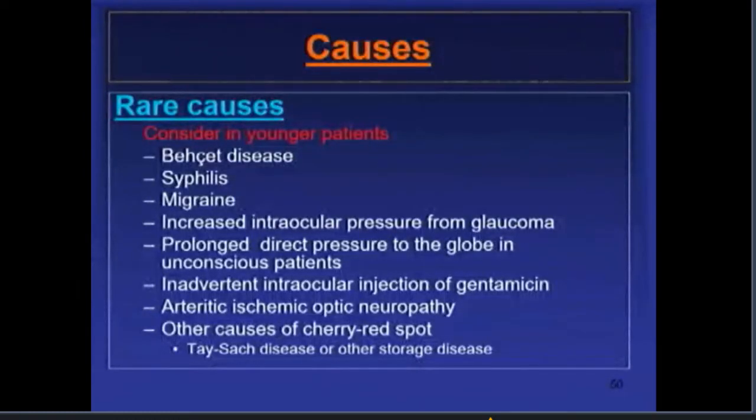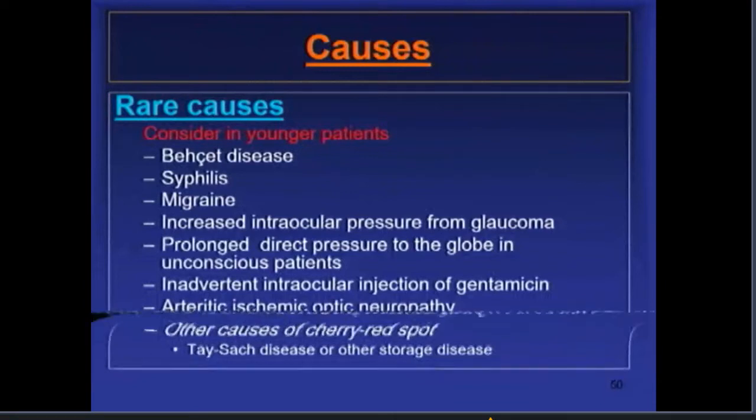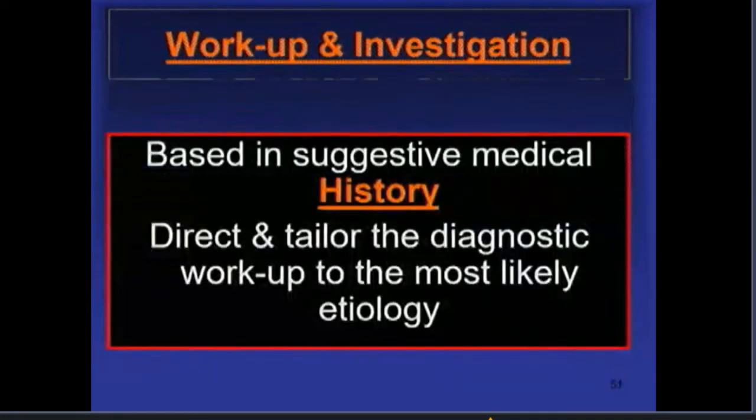Rare causes include Behçet, as we mentioned, syphilis, and migraine, which should be considered when you have arterial spasm, increased intraocular pressure, as we mentioned previously, prolonged direct pressure to the globe in unconscious patients, inadvertent intraocular injections of gentamicin, arteritic ischemic optic neuropathy, and Tay-Sachs disease or other storage diseases could be a risk factor for arterial occlusion.